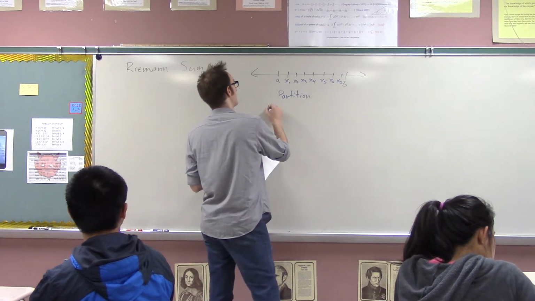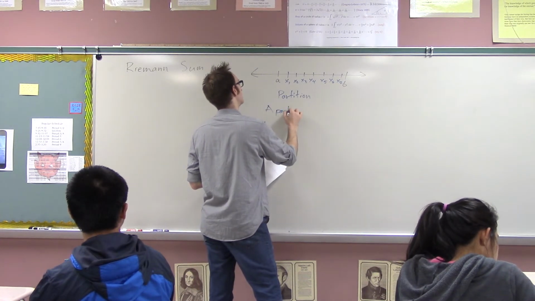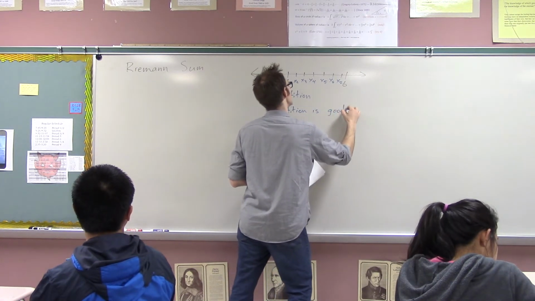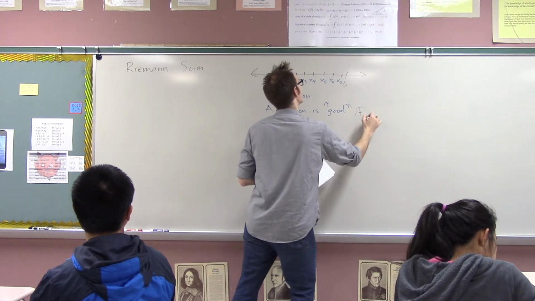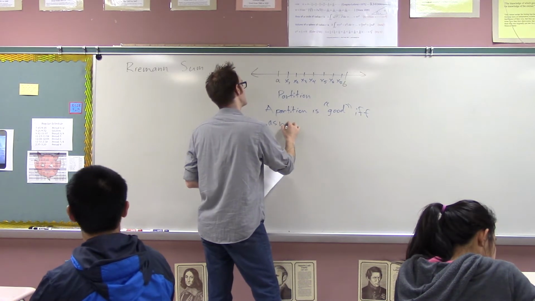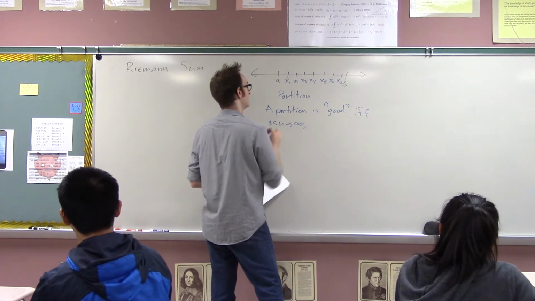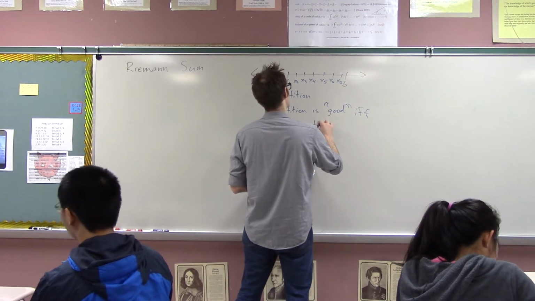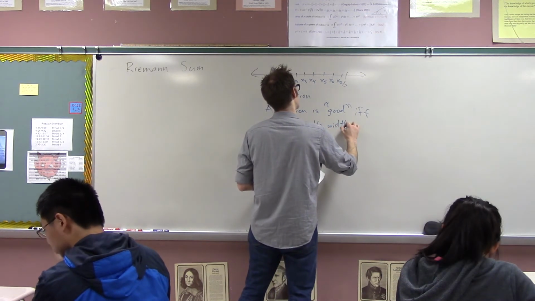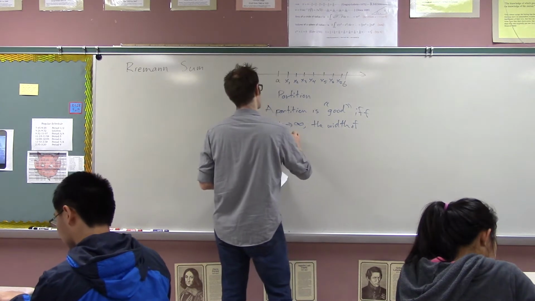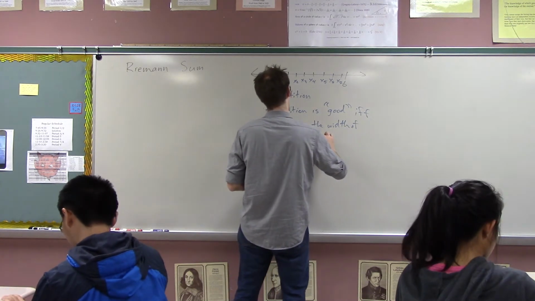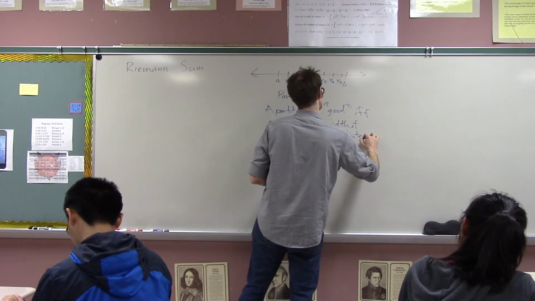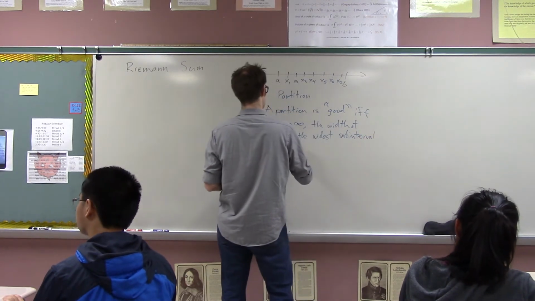So let's call a partition a good one. A partition is, I invented this term, good, if and only if, as n goes to infinity, the widths of each subinterval go to 0. And I'm going to say the width of even the widest subinterval goes to 0.